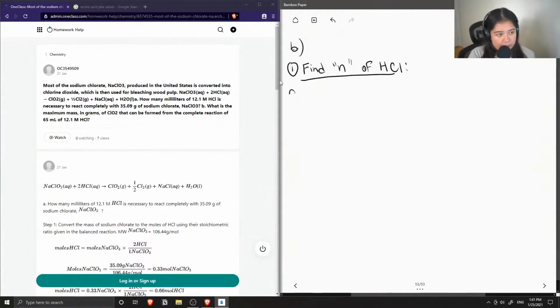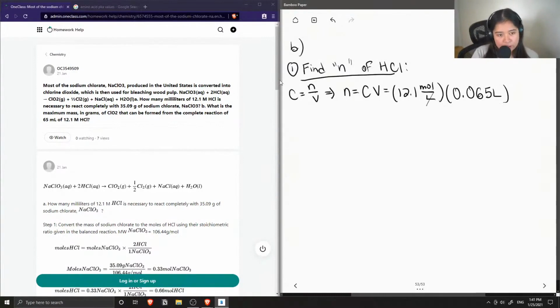So again, concentration is equal to number of moles divided by volume. So to find number of moles, we just need to multiply concentration and volume. And let's convert our volume to liters because our concentration is in moles per liter, and we want the units to cancel out. So 65 milliliters is the same thing as 0.065 liters. Yep. And now our liters will cancel out, and we're left with our number of moles, which is equal to 0.787 moles.